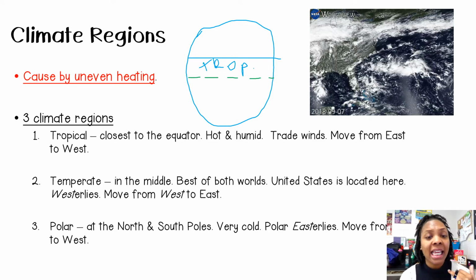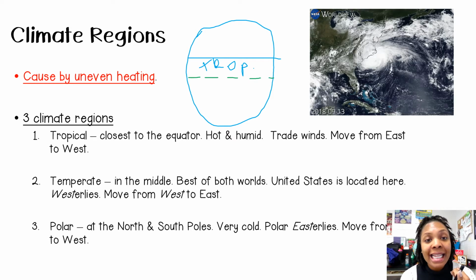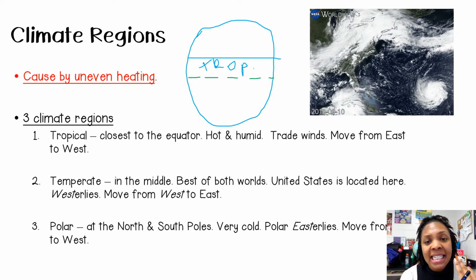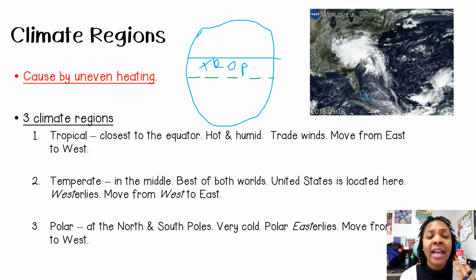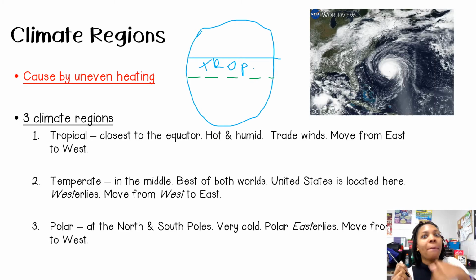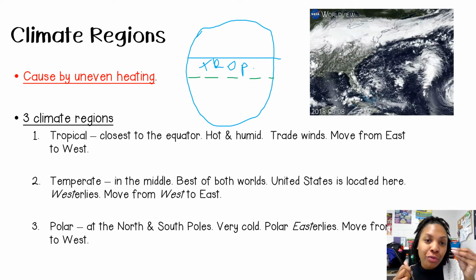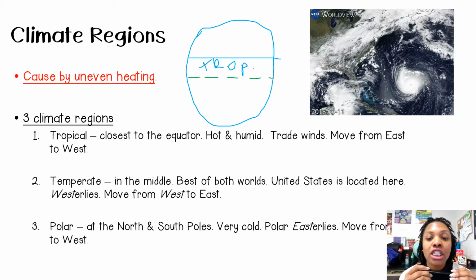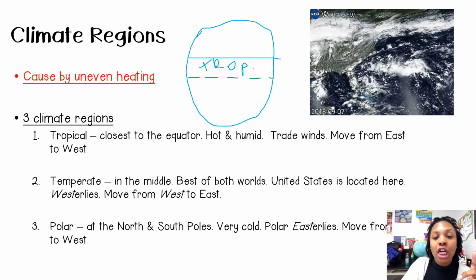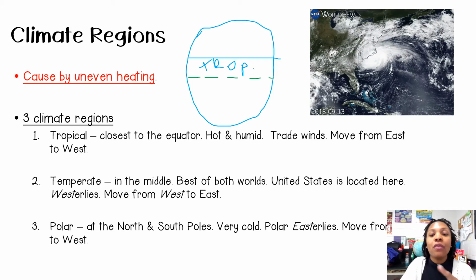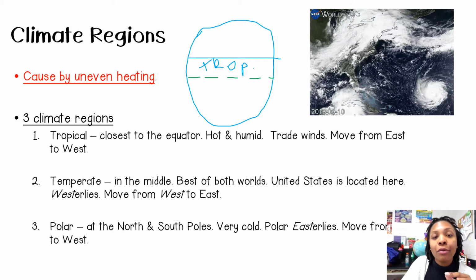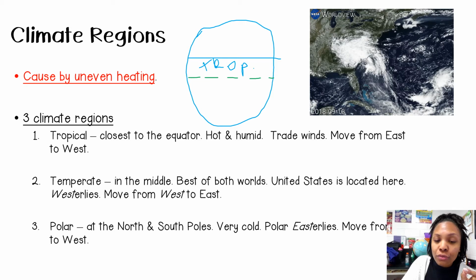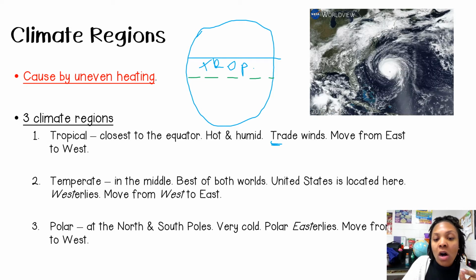It is closest to the equator, and it is hot and humid. It makes sense that it's hot because it's close to the equator, and it's humid because it's by a whole bunch of water. Remember, humidity is the moisture in the air. All right, the global winds associated with this region are the trade winds, and they move from east to west. A way I remember trade winds with the tropical region is TR.